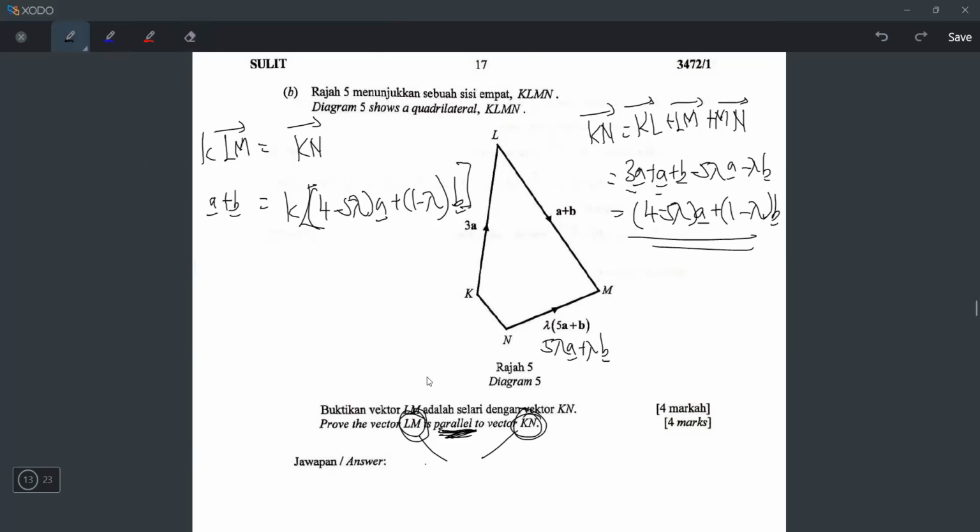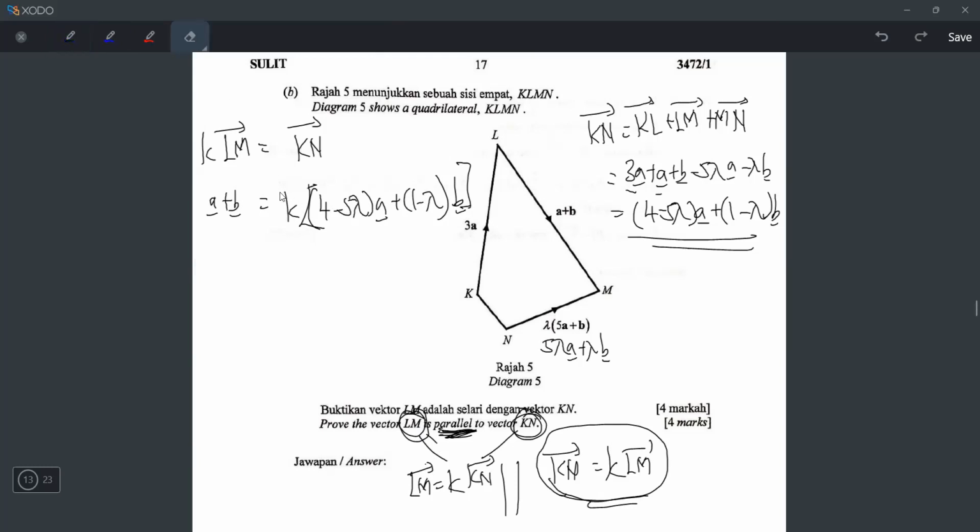Just remember this. If these two vectors are parallel, it means you can take these two vectors as equal, right? LM equals to KN and then add K. But you can also write it like this: vector KN equals to vector LM and then add K here, that can also work. But for this question, it's better to add K here, because the vector KN is already complicated enough. So I decide last minute to change the K to here, and now there's no K here.